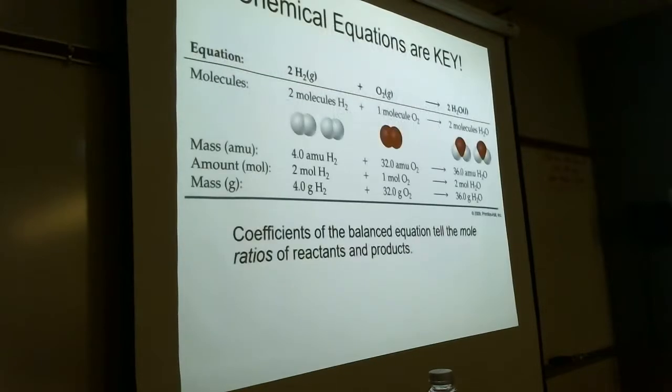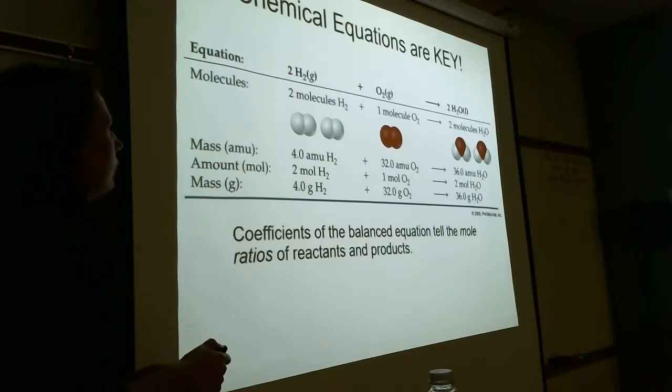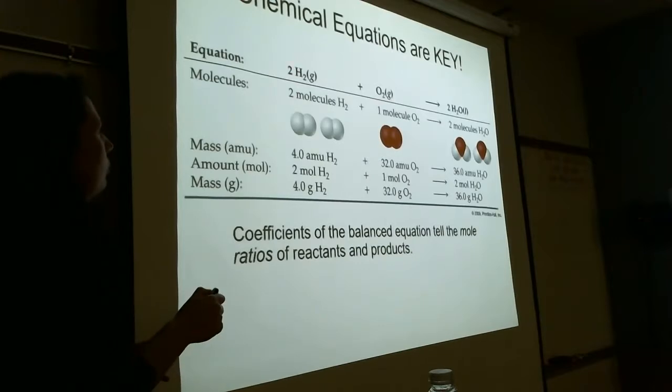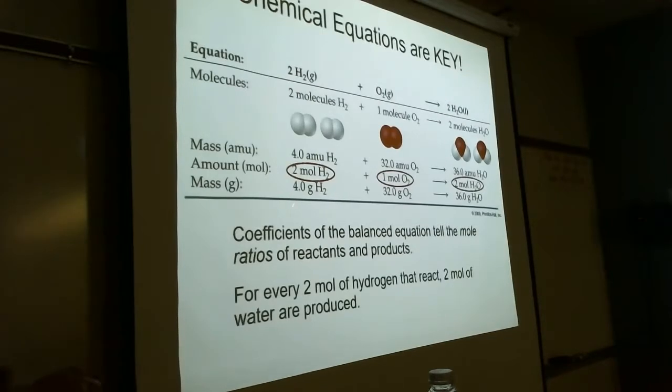But nonetheless, stoichiometry is a set of calculations that we can do to figure out how much reactant we would need in order to make a general product of a certain size, or vice versa. If we had this much product, how much reactant did we begin with? So we have to have a balanced chemical equation. It has to be balanced, because these coefficients represent the mole ratios between the reactants and the products. So 2 moles and 1 mole producing 2 moles. The coefficients tell us the mole ratios.